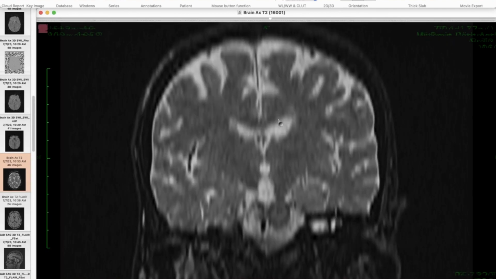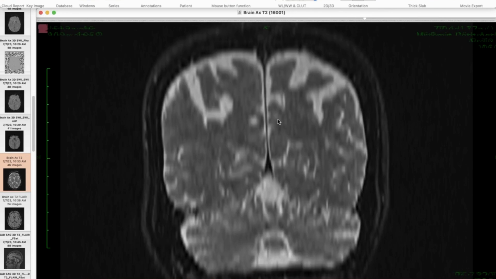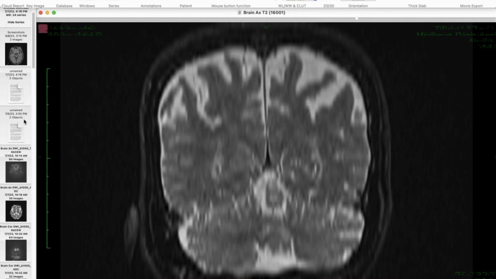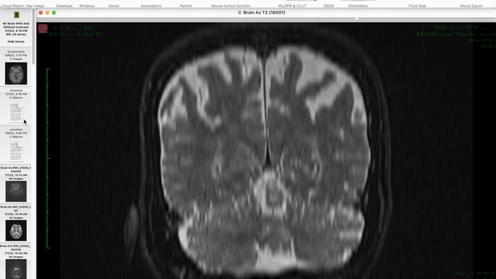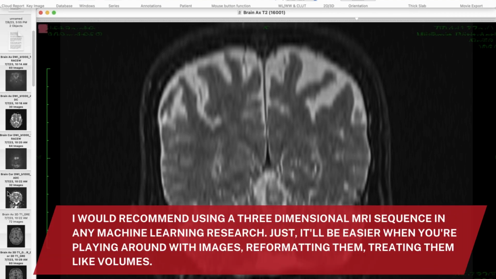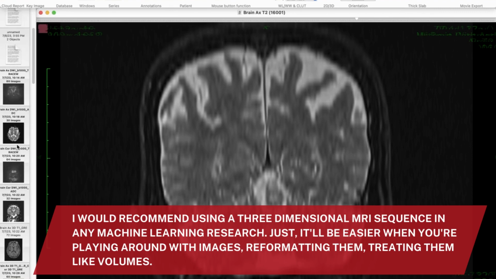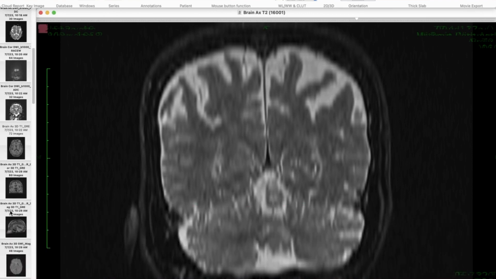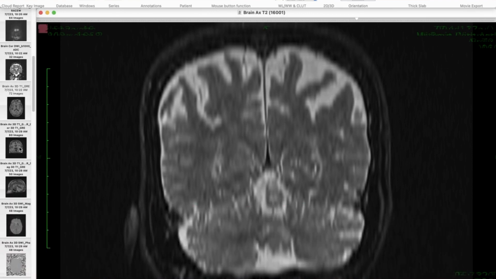If we reformat this, it kind of looks like garbage. And that's because this was acquired as a 2-dimensional image. So I think, unless you have a particular reason to use 2-dimensional sequences, I would recommend using a 3-dimensional MRI sequence in any machine learning research. It'll be easier when you're playing around with images, reformatting them, treating them like volumes. Things will just tend to make a little bit more sense in that way.